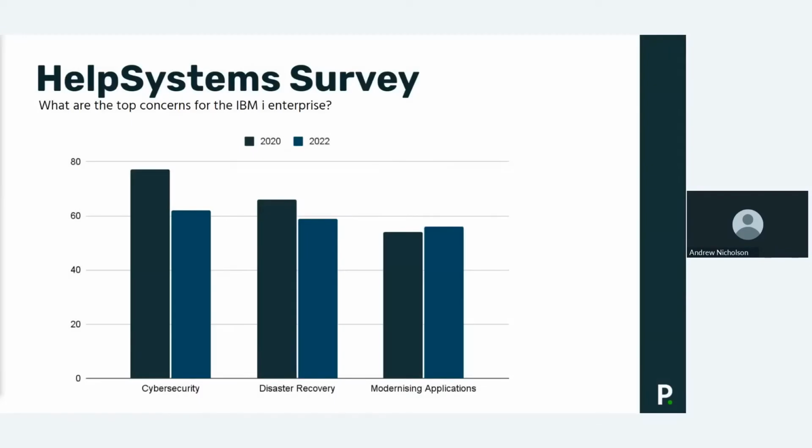Well, as per the last webinar, we'll start with the top concerns of the IBM Enterprise, and in particular, the top three that have remained consistent for almost a decade. Now, while cybersecurity and disaster recovery high availability have dipped in concern over the past couple of years, the only item in the top three of concerns that is actually rising is modernizing applications. Well, why is this?